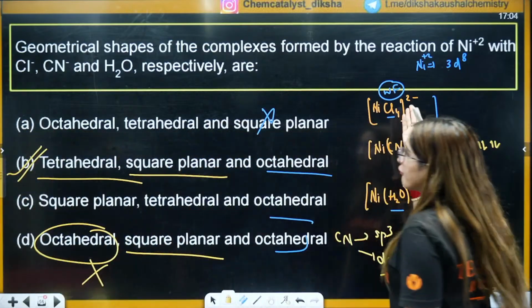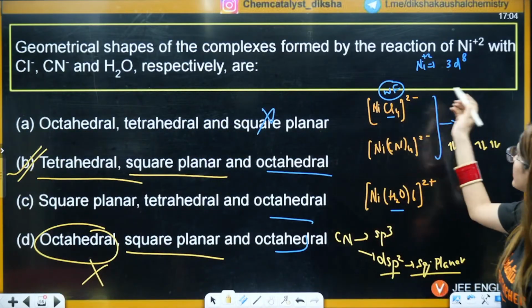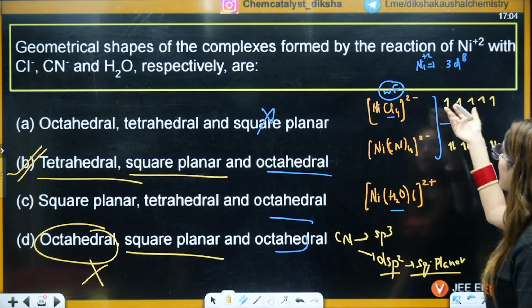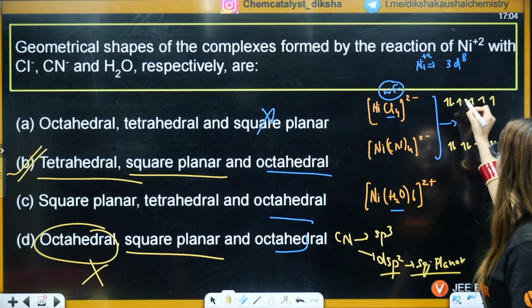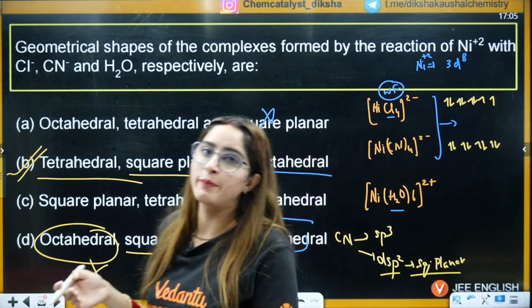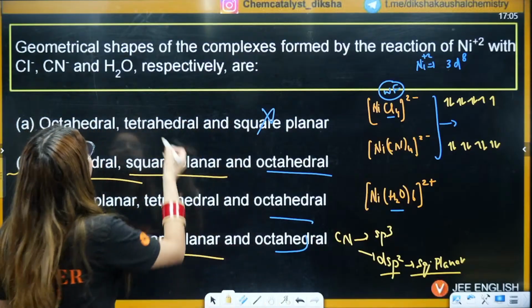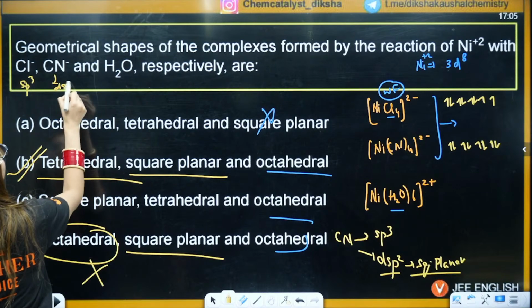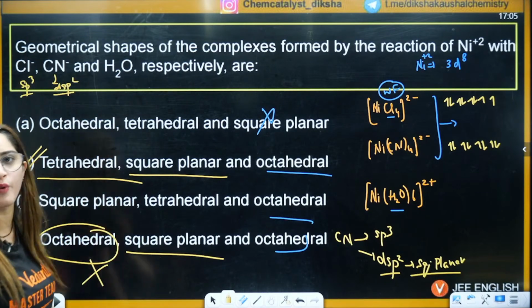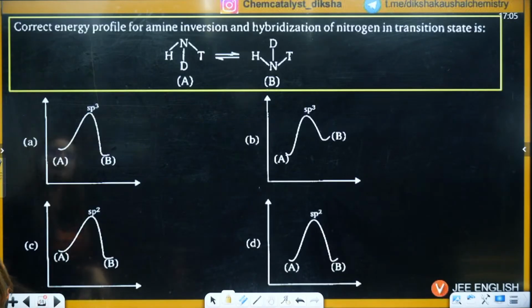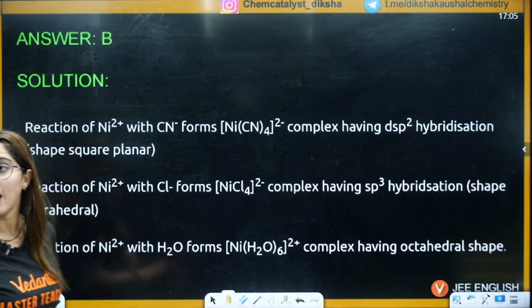Ma'am, why for Cl it is tetrahedral? Because see, it is no pairing. So it will be 1, 2, 3, 4, 5 d orbitals, then 6, 7, 8. Right? So you are not left with any d orbital here. So it will be directly sp3 here. It will be dsp2 for CN, that is why it is square planar, and sp3 for Cl, that is why it is tetrahedral. Okay, so answer will be B is the correct answer. Let me see how many of you have answered this.